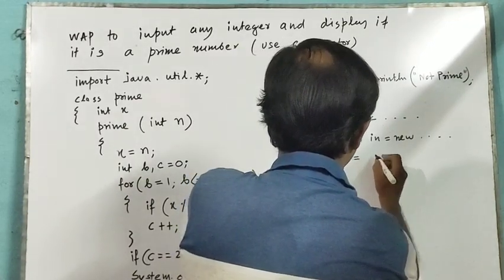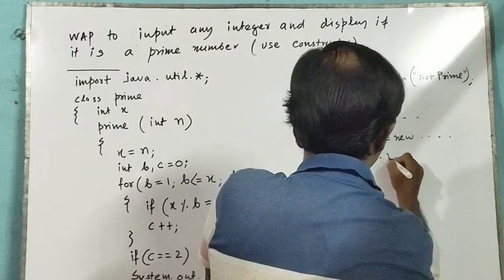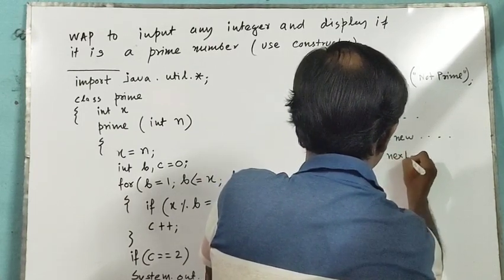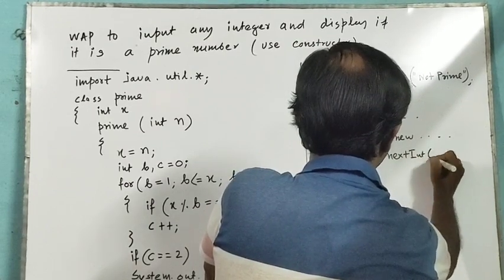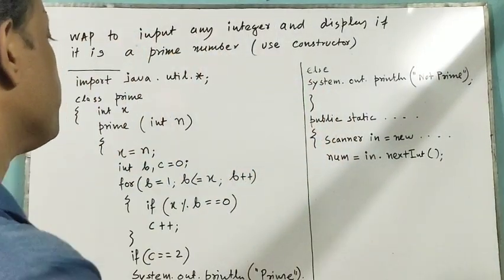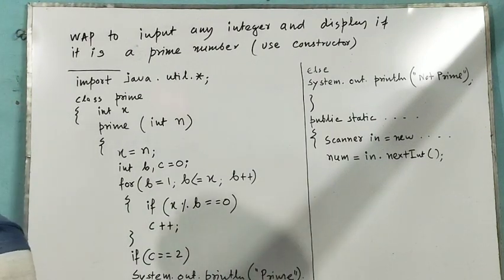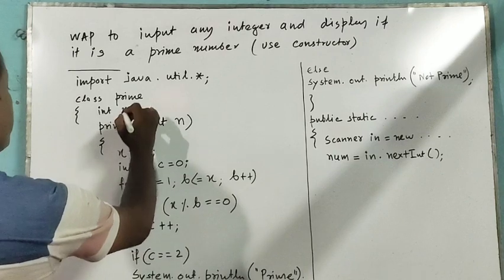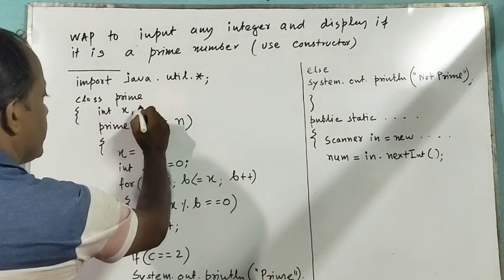num = in.nextInt(). This is how we have taken input of one integer in the variable num. Num is what? An int variable. Now, this int variable is a global variable. This we have to declare here.